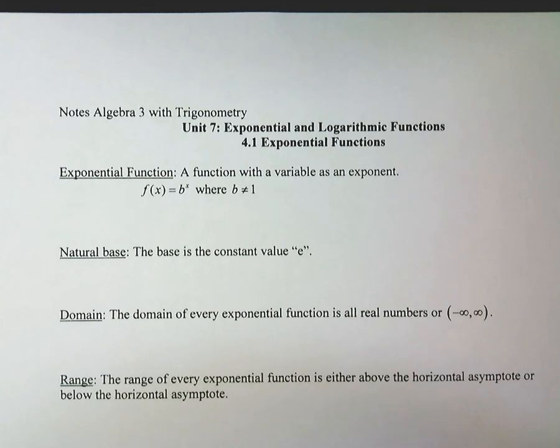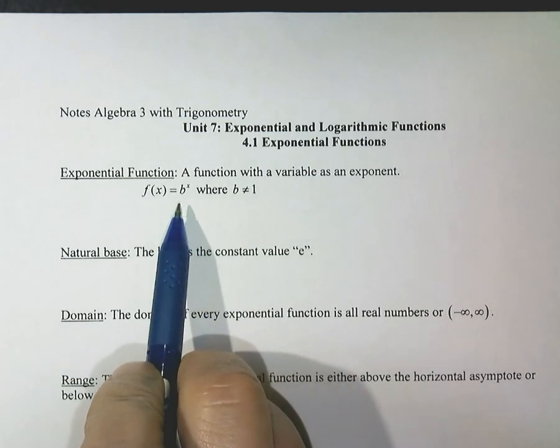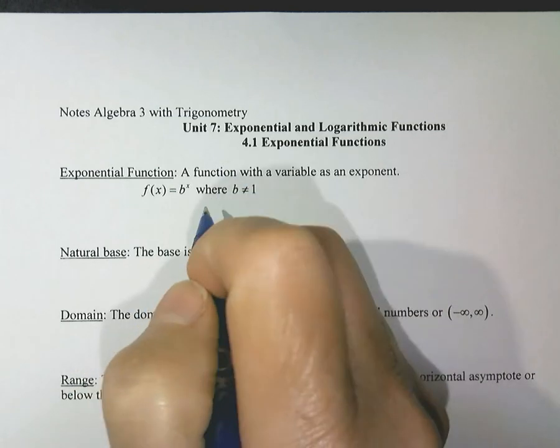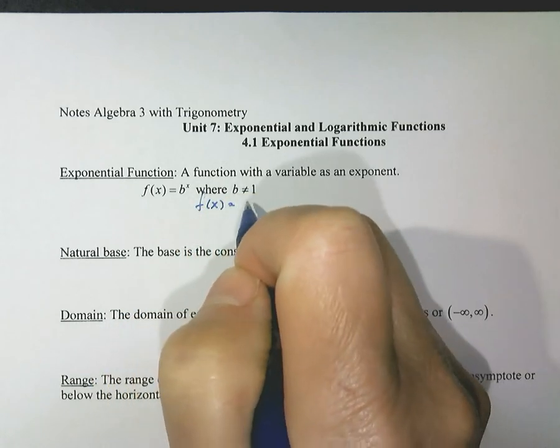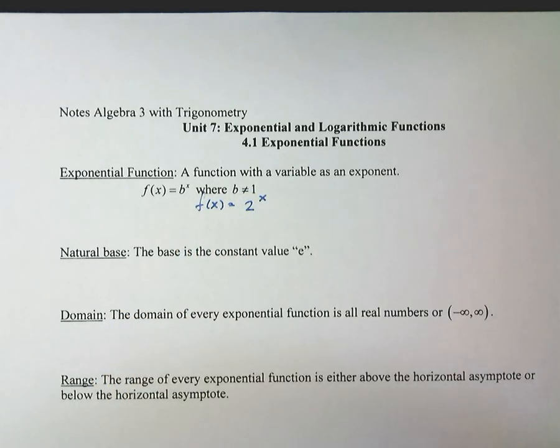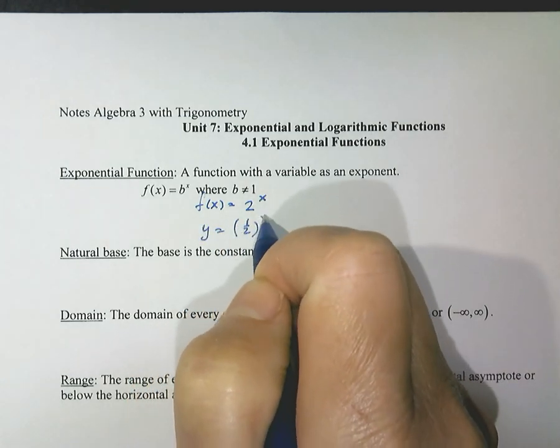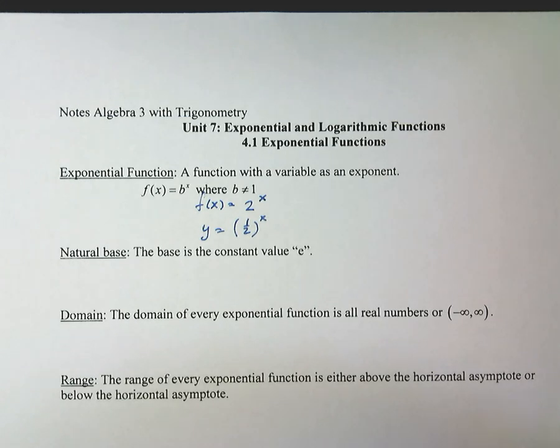So this first section, 4.1, is introducing you to exponential functions. An exponential function is any kind of function with a variable as an exponent. So you see this b here. Well, b represents a number, and b can be any number. It could be something like f of x equals 2 to the x, where b is then the value of 2. Or I could say y is equal to 1/2 to the power of x, but the variable is the exponent. So once again, b is just not equal to 1.